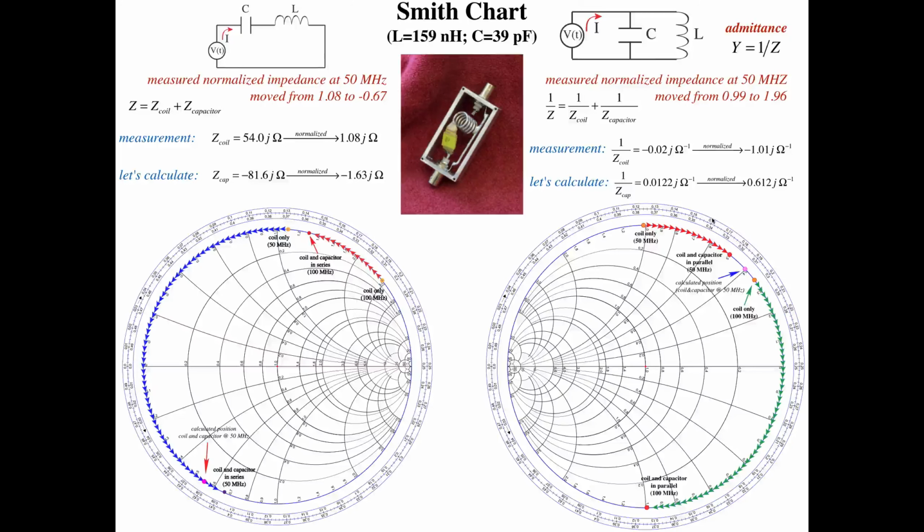At 50 megahertz, we can calculate the admittance of just the capacitor. Again, it's a 39 picofarad capacitor, and it's 0.0122. You normalize that, you'll get 0.612. So what we should do then, according to this formula, since we're adding admittances, is just add 0.612 to minus 1.01, and what you'll have is approximately 0.4. So we moved from here, that was the admittance of the coil, add the 0.612, and we move to this point here. And again, you can see that that value is very close to the measured value shown there. So in parallel circuits, we can also see that when you add a capacitor in parallel to a coil, you move clockwise on the chart.